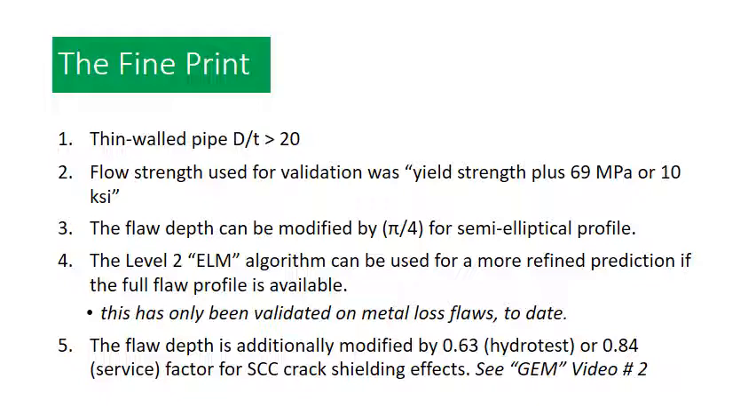I can also modify my flaw depth by a value of 0.63 or 0.84 to account for stress corrosion crack shielding effects. Those are values that I've determined through looking at classical stress intensity factor solutions. I'm actually looking at putting together another video to explain exactly how that works. Now, I use a 0.63 if I'm looking at predicting hydro tests during a field test, or I'll use a 0.84 if I'm concerned with service failures.